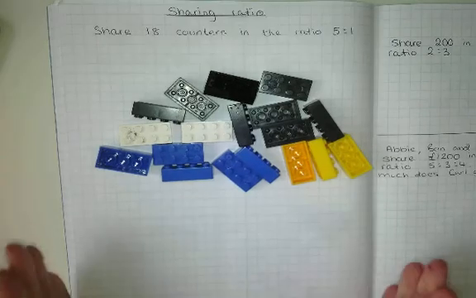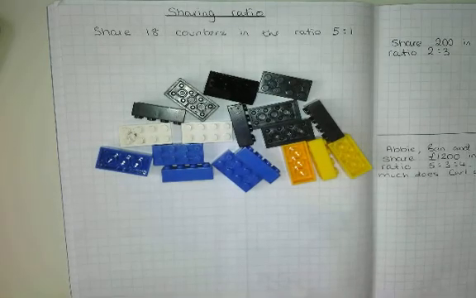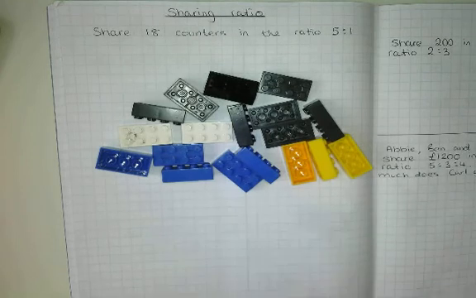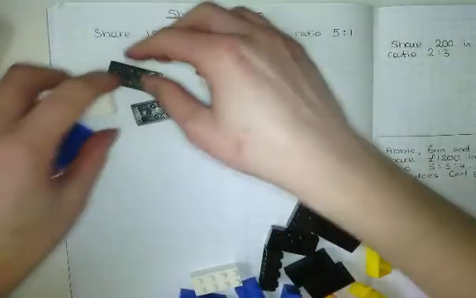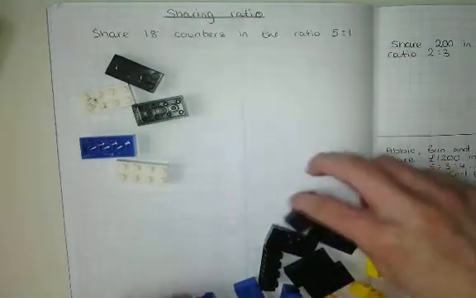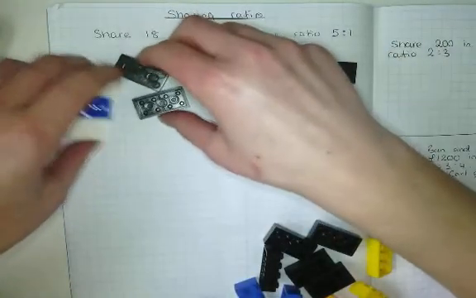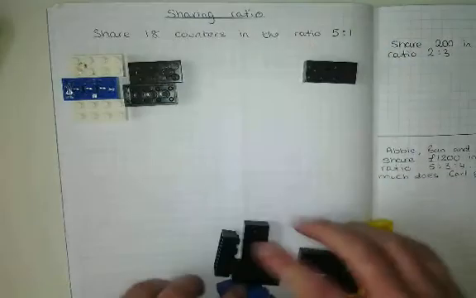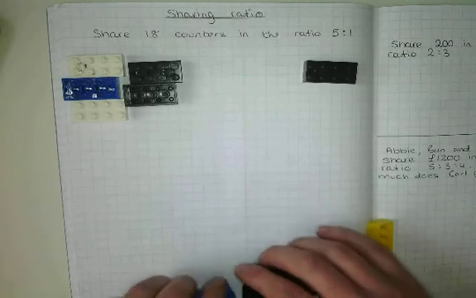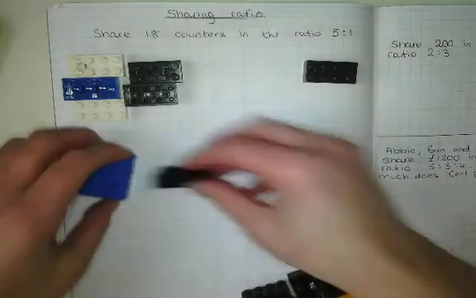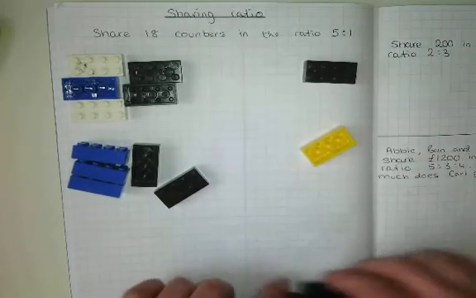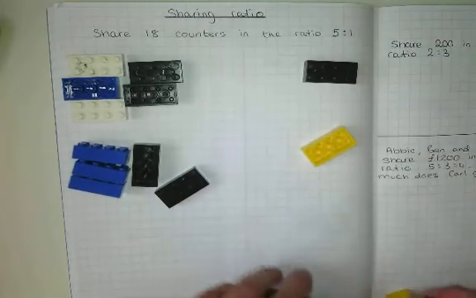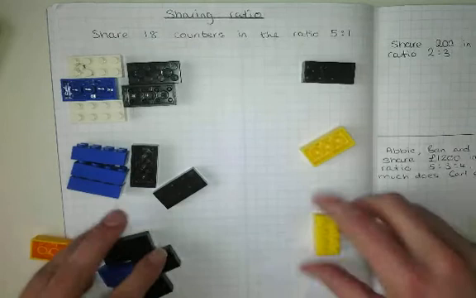So I've got some Lego that I'm going to use to represent counters. And I'm going to split them in the ratio 5:1. So what that means is every time I put 5 counters here, I need to put 1 counter on the other side. And then again, I'm going to do the same. I'm going to go 5 on one side, 1 on the other, and I keep going until I've got no more counters, or in this case Lego, left.